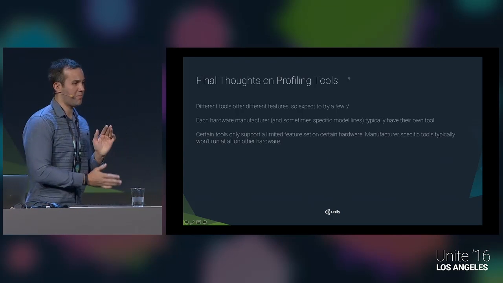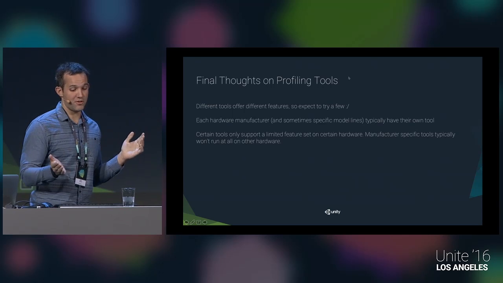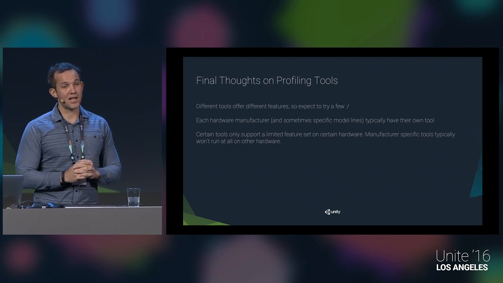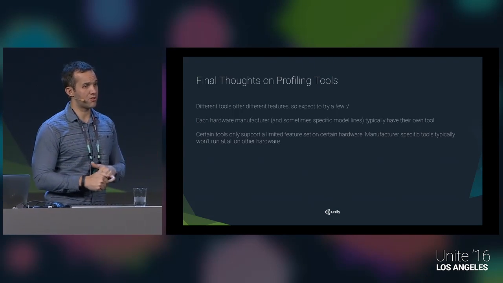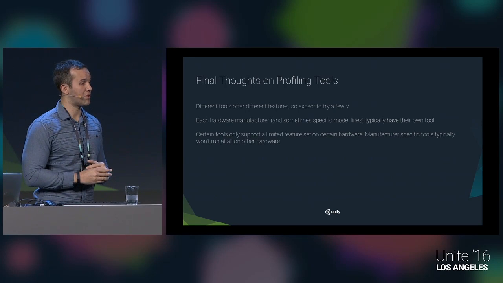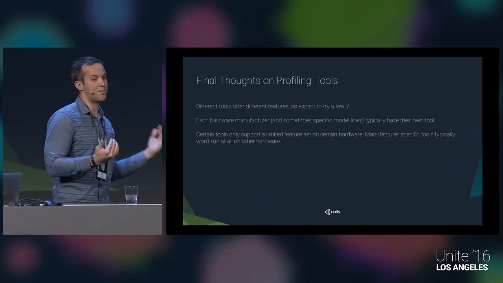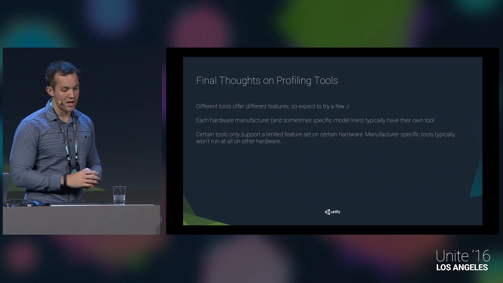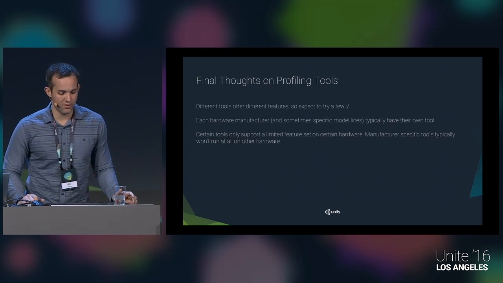So, final thoughts on profiling tools. Different tools offer different features, and you're going to expect to have to try a few. For example, RenderDoc is a profiling tool that's really great. It's kind of wired into Unity. If you install it, you can launch it directly from Unity. But certain things maybe don't work the same as you'd expect. You're not going to get as accurate timing on your shader functions. So you're going to be looking at it more to see what's going on in the rendering pipeline versus using it to actually gauge timing and how long your shader functions are running.